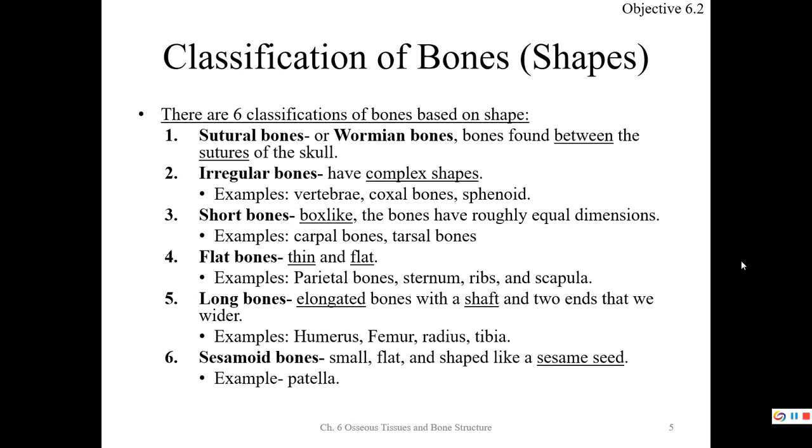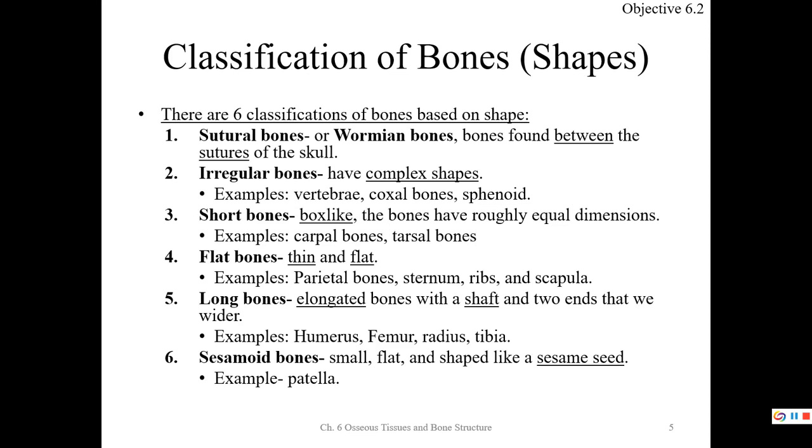So these are such bones as our vertebrae, our coxal bones, or sphenoid that we've seen in lab. Short bones, these are boxy bones. They're roughly equal dimensions, things like our carpal bones, our tarsal bones. Flat bones, very thin and flat, your parietals, your sternum, your ribs, your scapula, things like that.